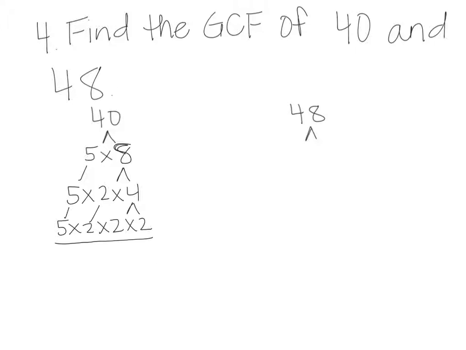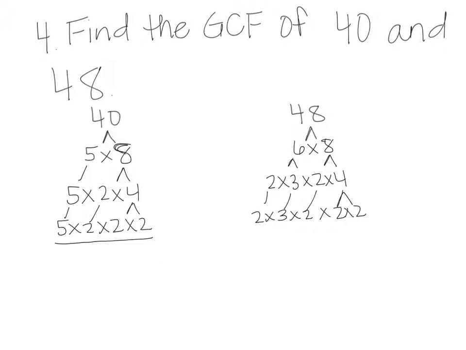So now let's find some factors for 48. Let's do 6 times 8. So both of these are composite, so 2 times 3 will give me 6, and 2 times 4 will give me 8. 2 is prime, 3 is prime, 2 is prime, 4 is composite. So now I should have all prime numbers in both of them.